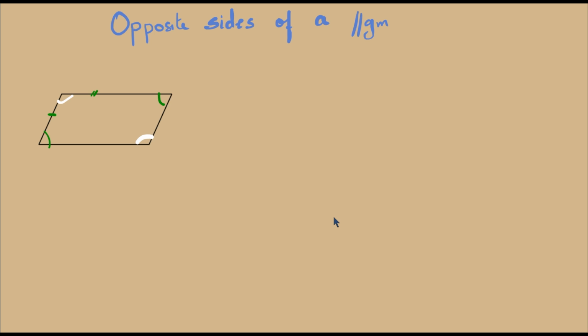Looking at the parallelogram which I have drawn here, it's obvious that the adjacent sides, that is the sides which are next to one another, are not equal. One is very long and the other one is short. But what about the opposite sides? Can we say anything about the opposite sides? That is the purpose of this video. Let's find if there is any relationship between the opposite sides of a parallelogram.